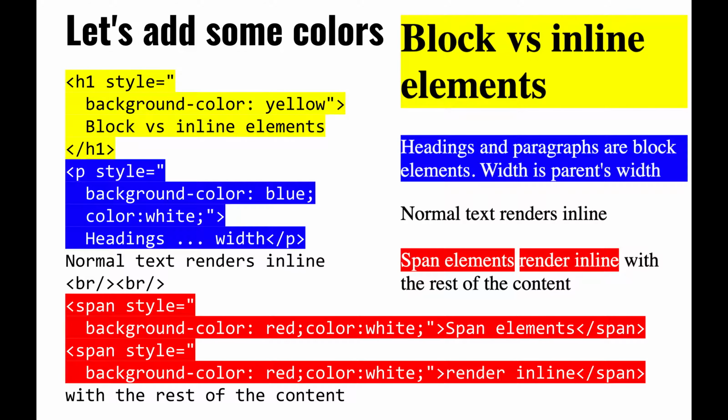We can change how things behave. Here's examples of changing color of the headers, of the paragraphs, of the span. Right? Notice that there's a break here of the white space in between the two spans.